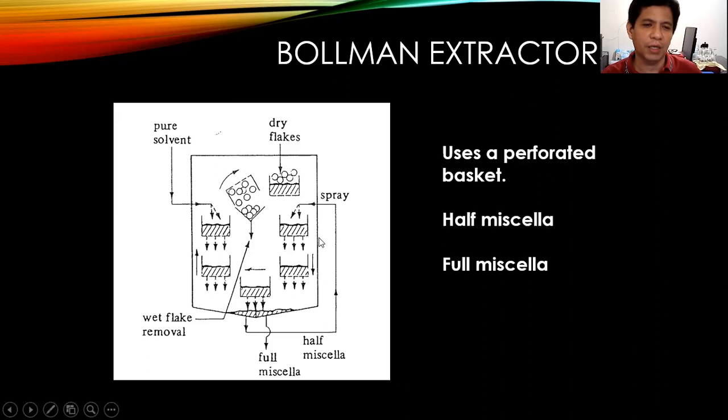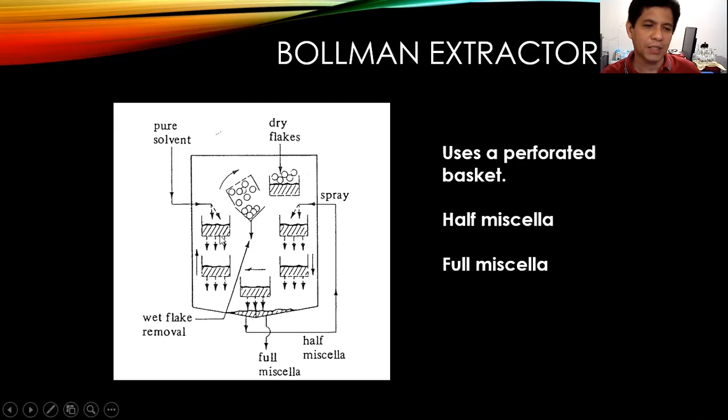So yung Boltzmann extractor uses perforated basket, tapos meron ditong motor, umiikot yan. Tapos as you can see, you introduce the raw material or the dry flakes right here. Pero as you can see, the pure solvent is introduced right here. So ano nangyayari, parang counter current, magro-rotate yung basket system ng clockwise. Tapos pagdating dito, andito yung solvent, okay? So butas yung basket, so the solvent will pass.